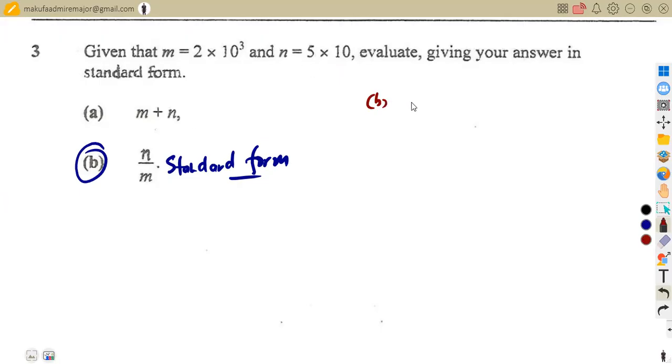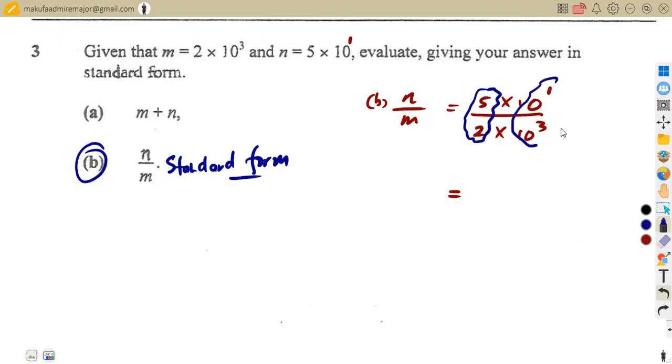n over m. So we've got n over m, which is going to be n, that is 5 times 10 to the exponent of 1, over m, which is 2 times 10 to the power of 3 in this case. The advantage that we have is that we can simply divide these numbers separately, and we also divide the exponents and bases separately.